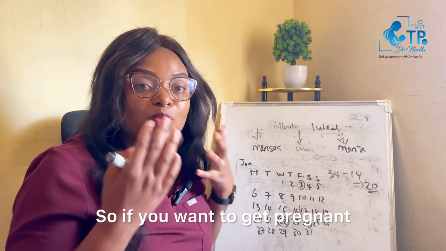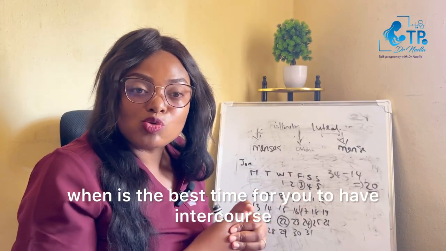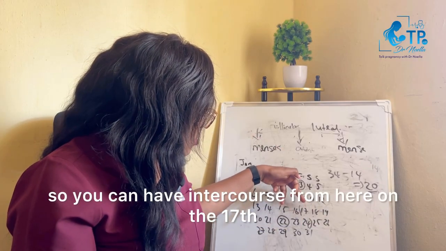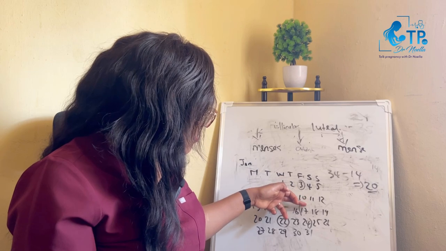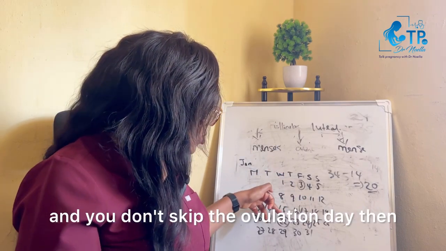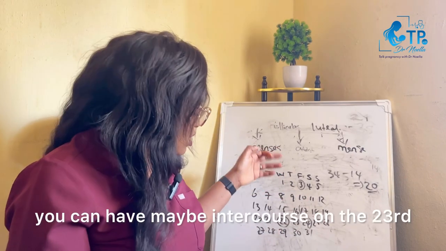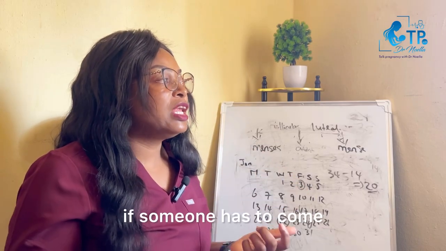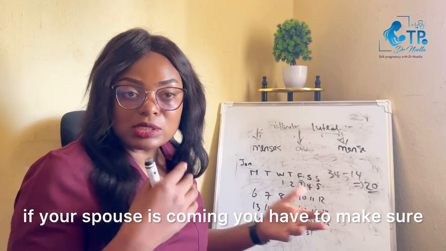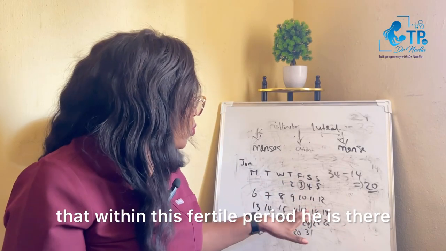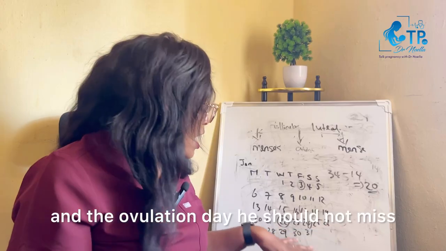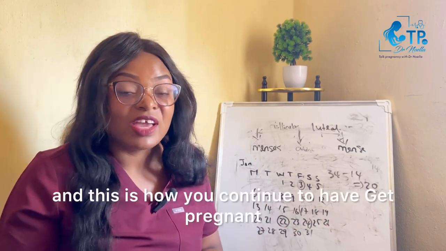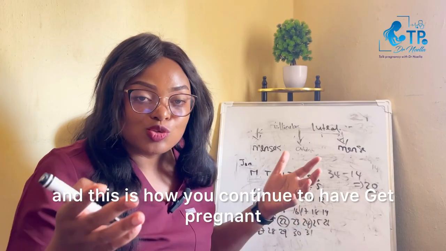So if you want to get pregnant, when is the best time to have intercourse? It's advisable to have intercourse from here. So you can have intercourse on the 17th up to the 20th, and you don't skip the ovulation day. Then you can have intercourse on the 23rd and 24th. So if your spouse is coming, he has to make sure that within this fertile period he is there, and he should not miss having intercourse with his wife on the ovulation day. And this is how you can get pregnant.